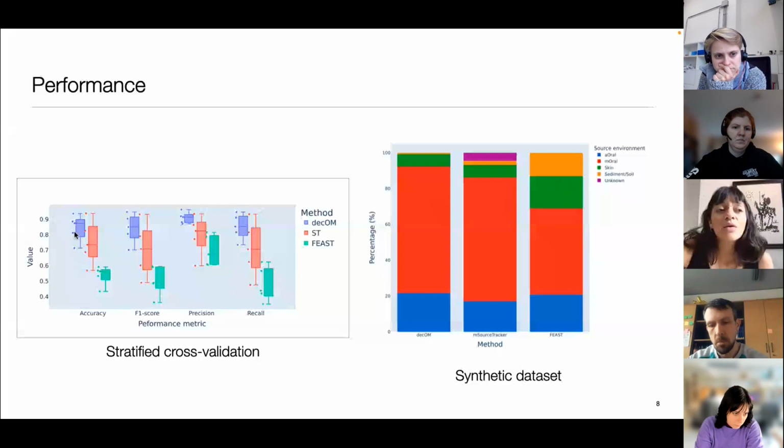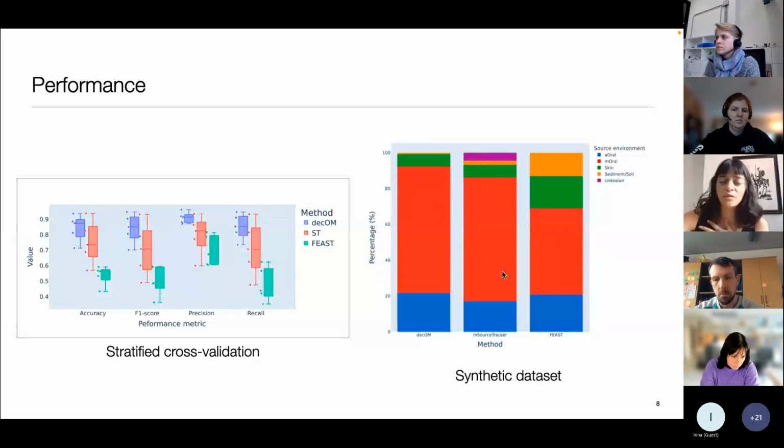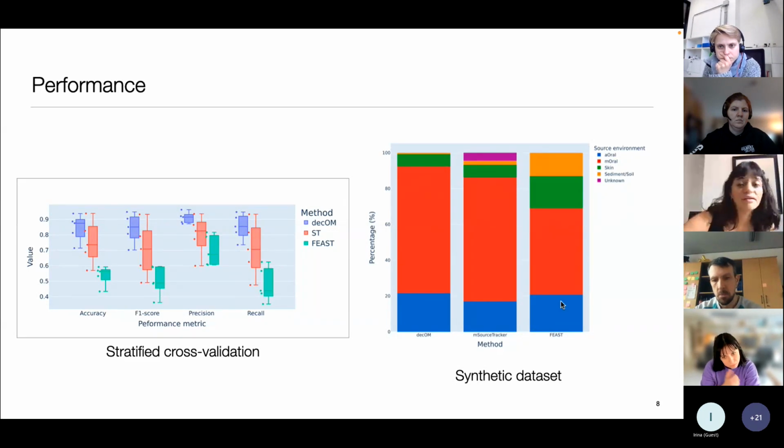And then finally, we performed a synthetic dataset experiment where we evaluated the method on a mock microbial community of ancient oral samples, and we see that decOM is able to estimate a higher proportion of oral content than SourceTracker and FEAST, which were the competing methods we were testing our method against.